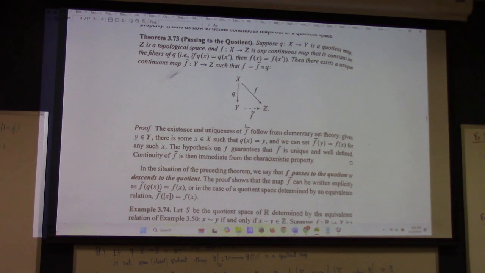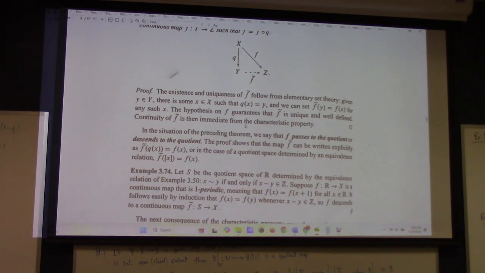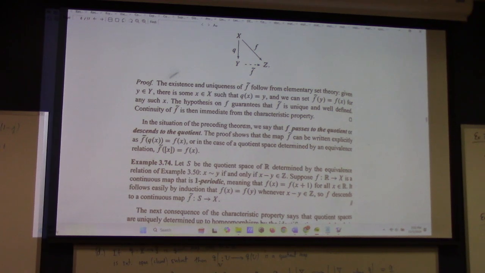But this is actually not the part which is most interesting, I think. The application of these theorems is actually quite striking. So I want to get to those, okay? So in the previous theorem, we say f passes to the quotient or descends to the quotient. So the formula for f tilde is f tilde of q of x equals f of x.